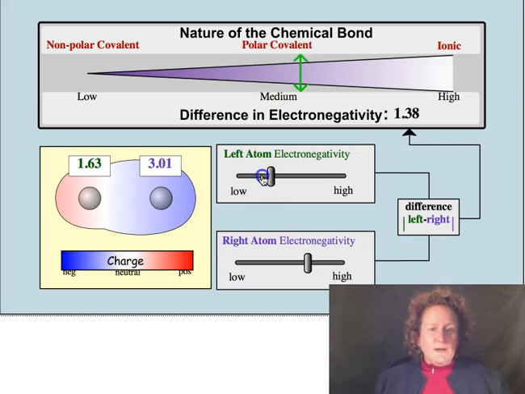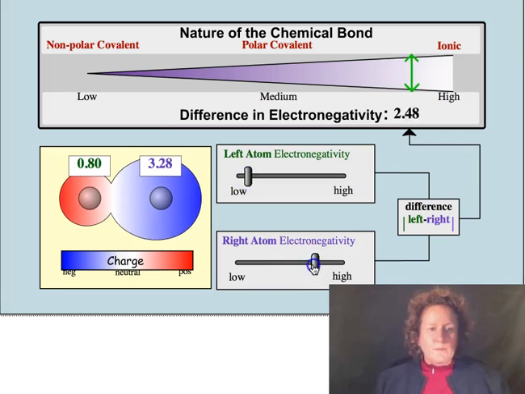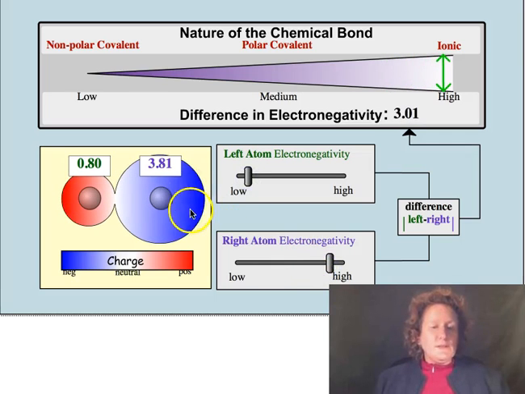Let's make it an ionic bond again, make a really big difference. And you can see there's a very big difference in charge as well. In an ionic bond, it's very negative over here and very positive over here, and that has to do with the difference in electronegativity here.